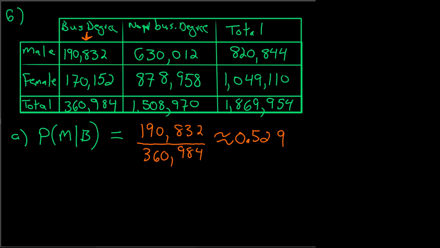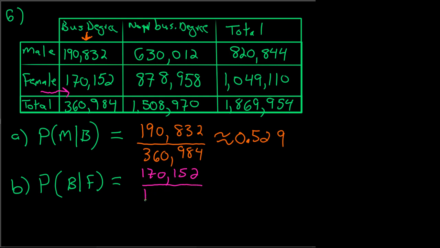All right, for part B, we want to find the probability that the student has a business degree given that they are female. And so for this case, we're going to look across this row. And so there are 170,152 business degrees out of the 1,049,110 females.